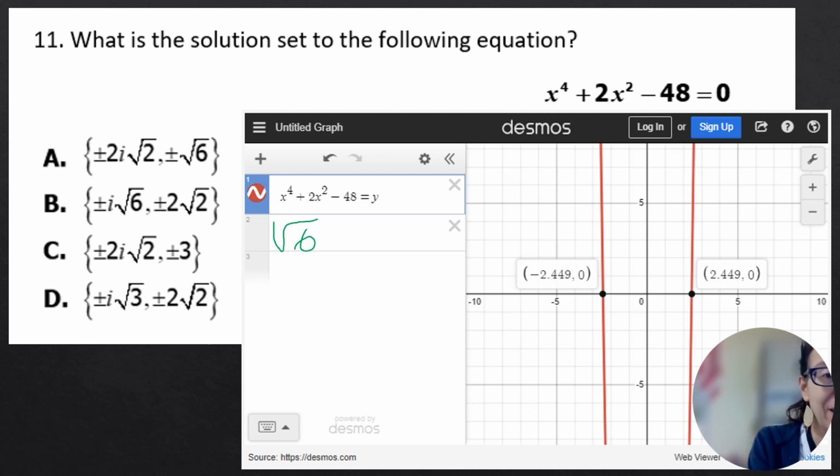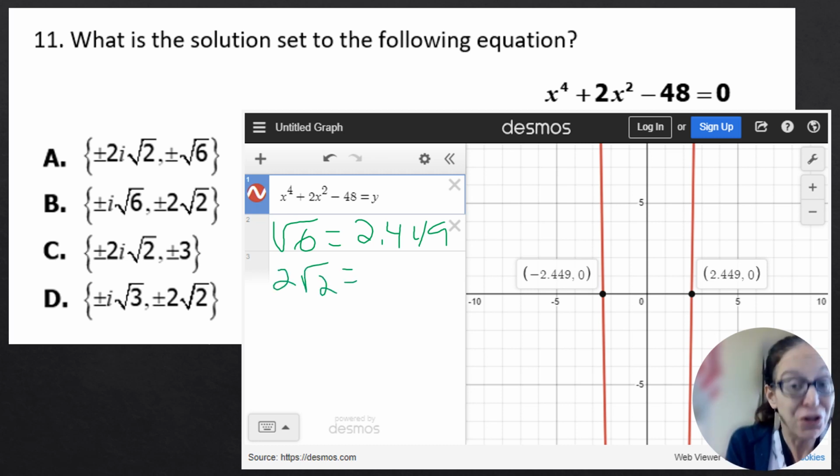The square root of 6 is equal to 2.449, and that's probably enough. Then I'm going to do 2 root 2. You should be able to just do this on Desmos, like, a normal day. So 2 times root 2 is equal to 2.8284. Now I need the Desmos to work.